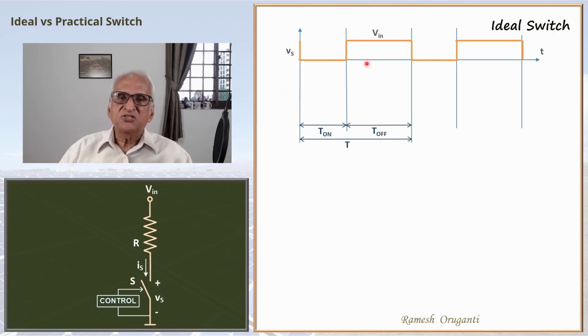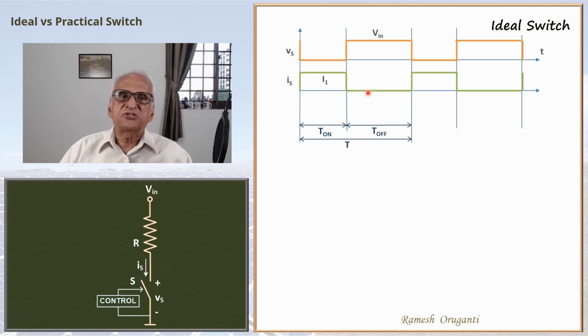When the switch voltage is 0, the voltage across the resistance is of course Vin. So the Is current will be Vin by R, some value. When the switch is off, Is is of course 0. So we can plot the current waveform as shown. It will toggle between I1, which is Vin by R, and 0 as shown.